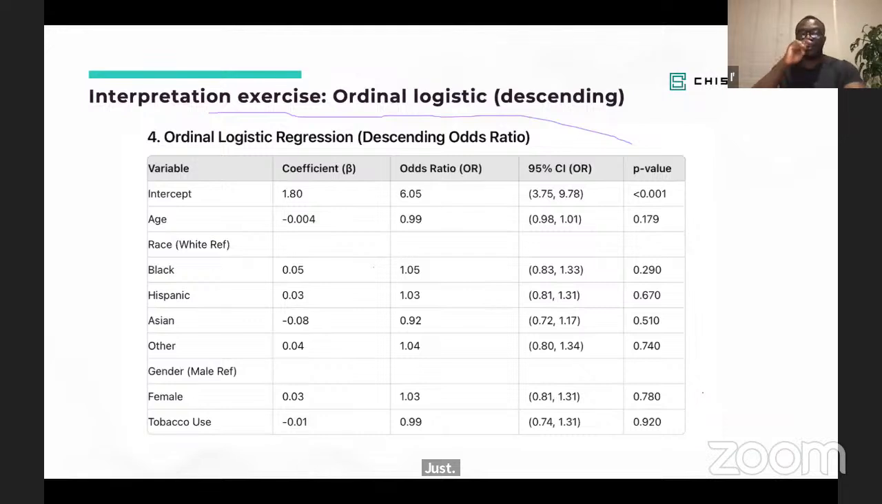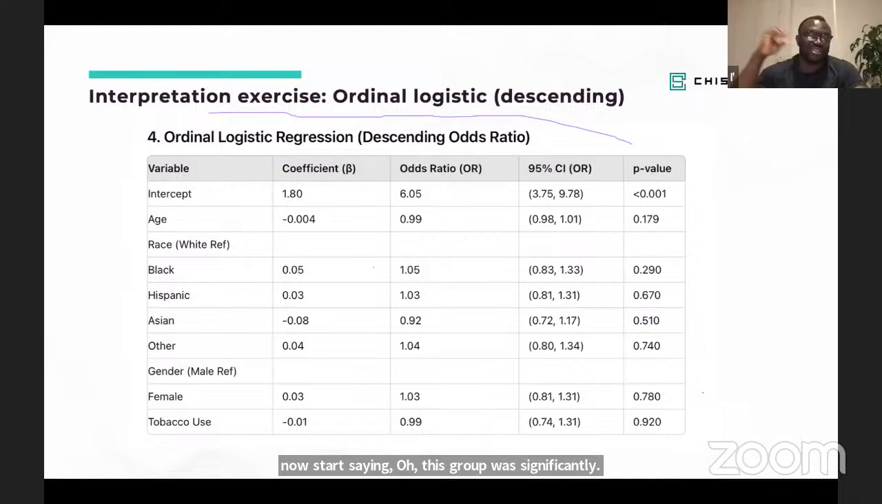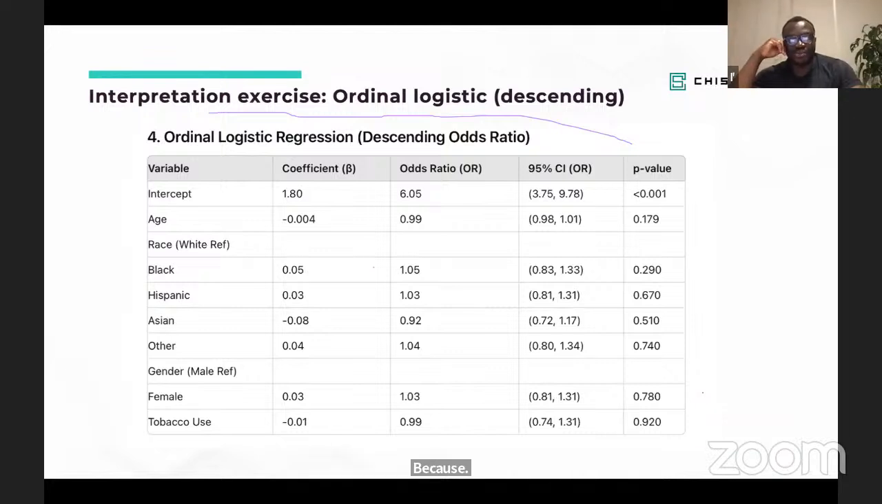Don't now start saying, oh, this group was significantly different. That is just a travesty of statistics, because you are committing offenses against data by doing comparisons that are not powered. So again, just be prudent in your use of subgroup analysis.